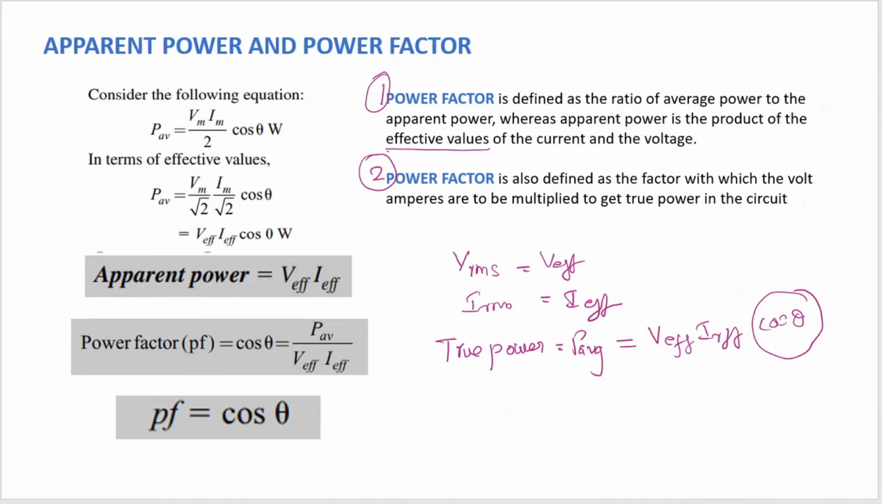According to the second definition, power factor is the factor with which the volt amperes are to be multiplied to get true power. So this is called cos theta, or power factor. So two definitions are there. And what is the third definition? The third definition is the cosine of the angle between voltage and current. So three definitions are there.